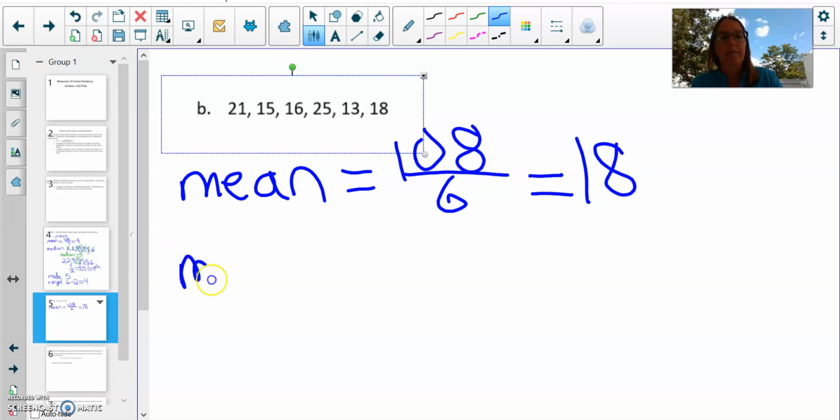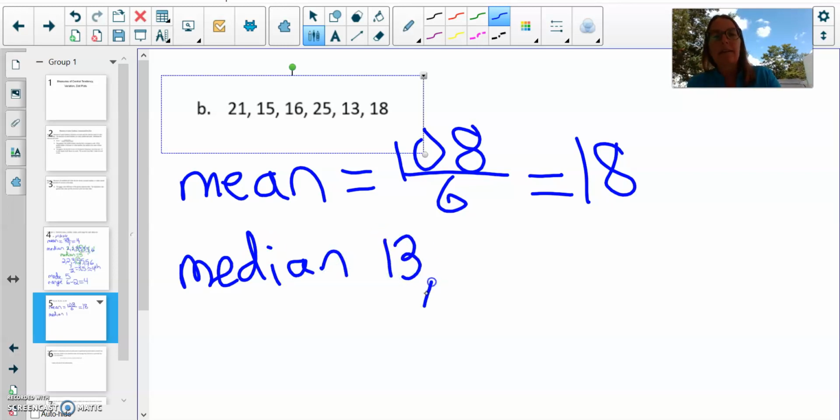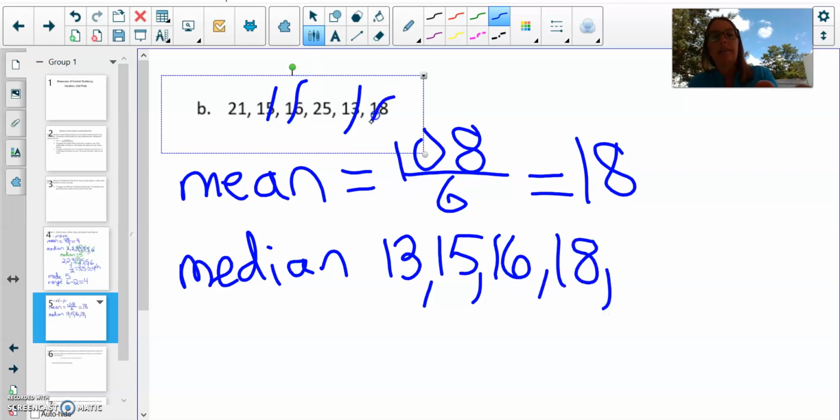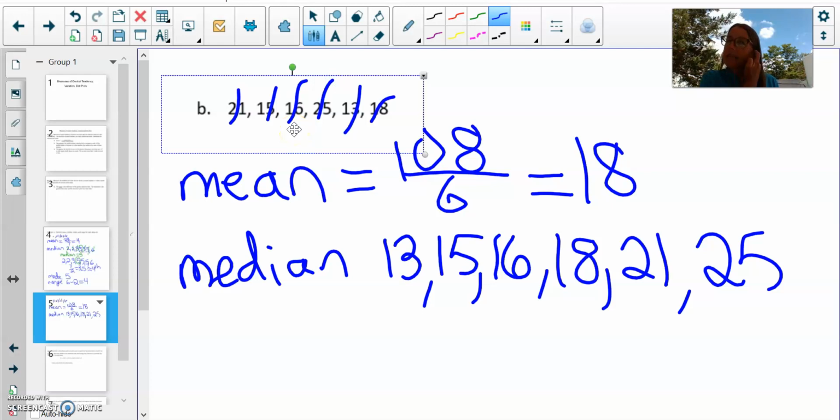For the median, I have to put my data in order. So I have 13, 15, 16, 18, 21, 25. Okay, so there were 6 data values.